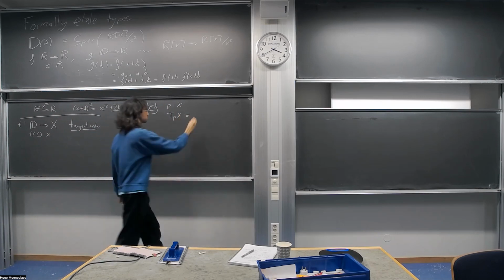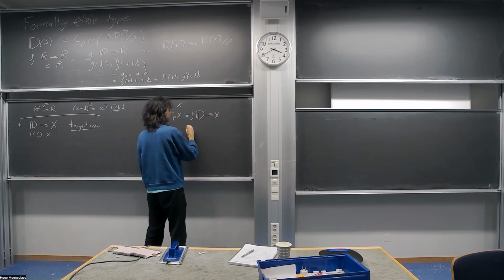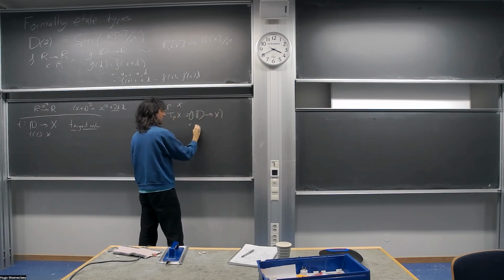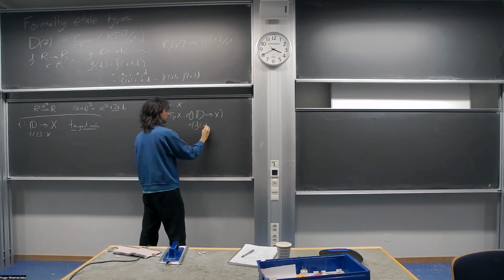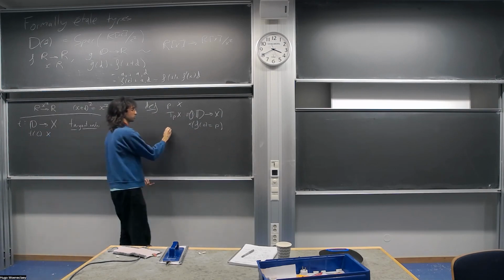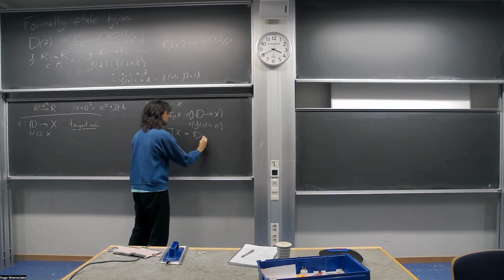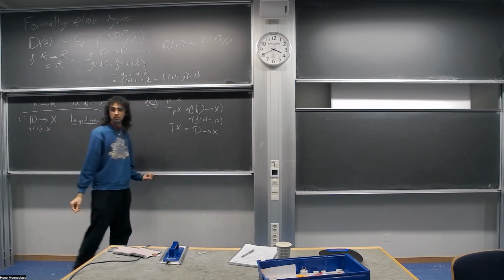So now our definition: given p in X, the type of tangent vectors at p is just those functions f from D to X such that f of 0 equals p. And then we can form the whole tangent bundle as well. So this is the collection of all of them, so this is just X to the D.